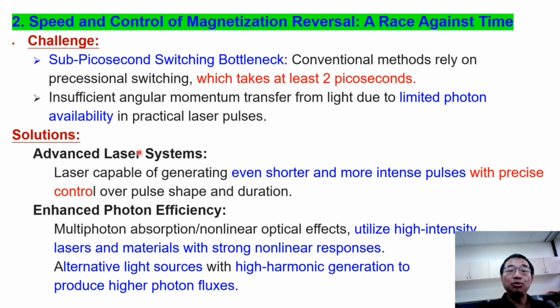And the solutions: advanced laser systems, lasers capable of generating even shorter or more intense pulses with precise control over pulse shape and duration. Enhanced photon efficiency, multi-photon absorption or nonlinear optical effects utilizing high-intensity lasers and materials with strong nonlinear response. Alternative light sources with high harmonic generation to produce higher photon flux.